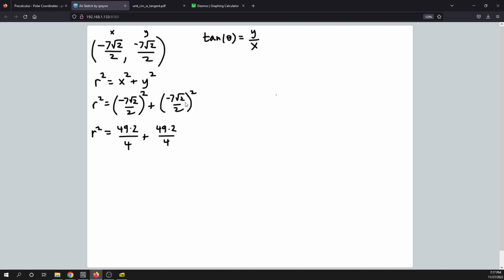All right, and we need to keep simplifying. You might notice a shortcut here, but I'm just going to go ahead and do that the long way. 49 times 2 would be 98. And same thing over here. 49 times 2 is 98 over 4. And then when I add those together, I get 196 over 4.